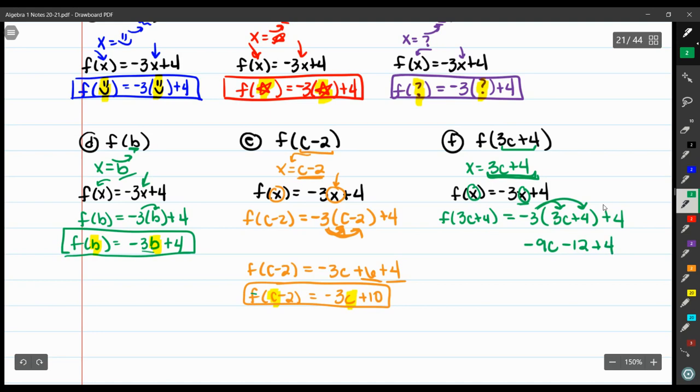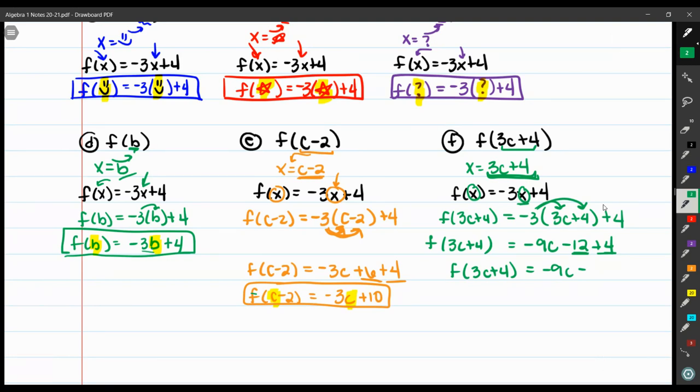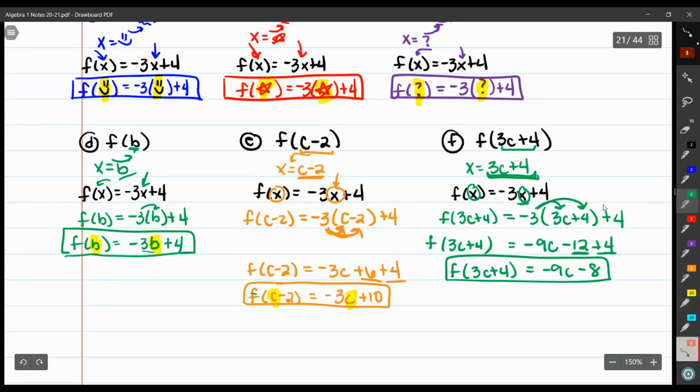Drop the plus 4 on the outside. And drop our f of 3c plus 4. That's still hanging out too. See what I can combine? I can combine negative 12 and 4. So f of 3c plus 4 is equal to negative 9c minus 8. And again, this is as far as I can go because I cannot combine a c and an 8. And then this is okay to stay on the left because this is what I did to get this output.